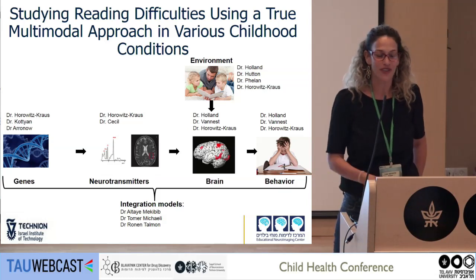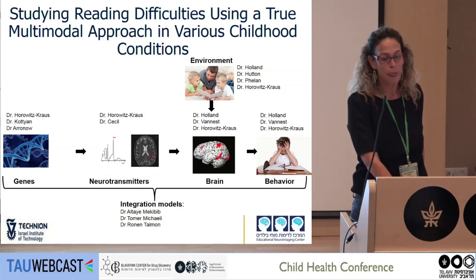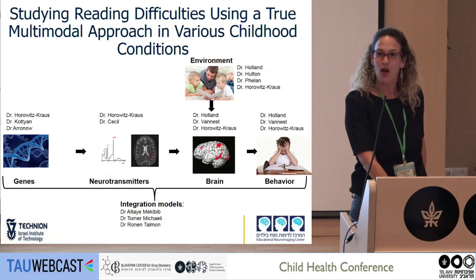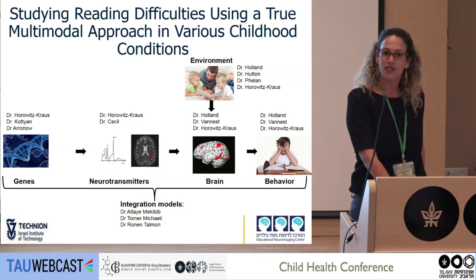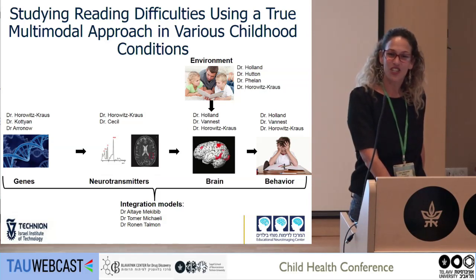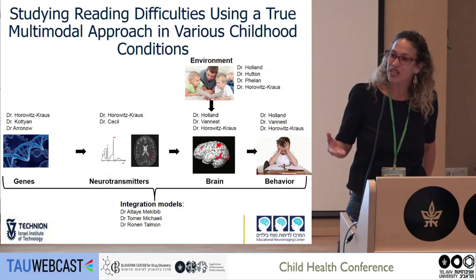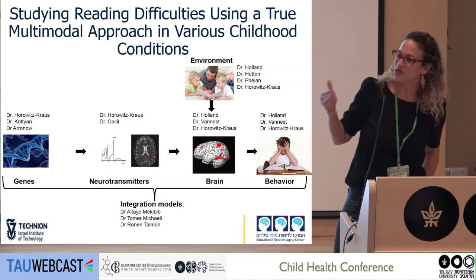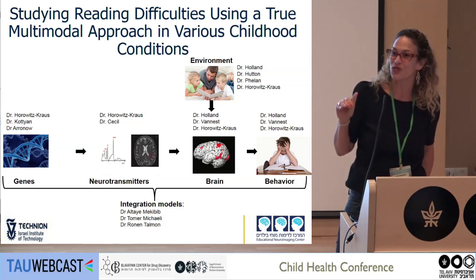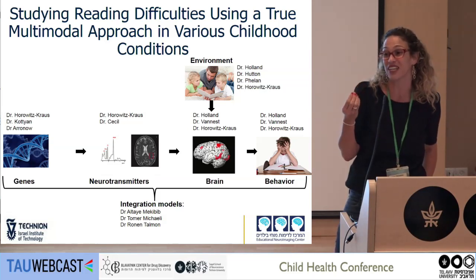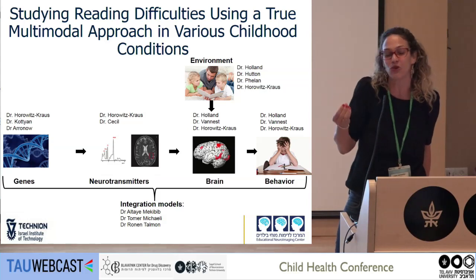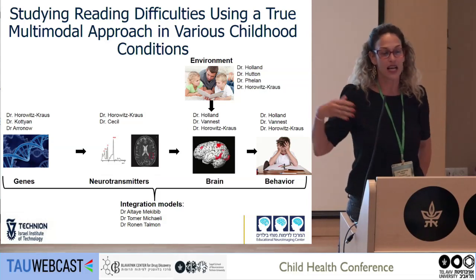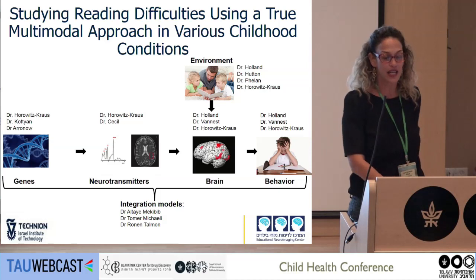We have many collaborators here at Tel Aviv University. We look at environmental factors. What about parents of children with dyslexia or reading problems? Do they read to their kids? Why? Why not? Reading to your child is very important. Some parents don't know that they can just speak to their kids, and it's as good as reading to your child. So we're looking at that as some kind of environmental mapping and education.